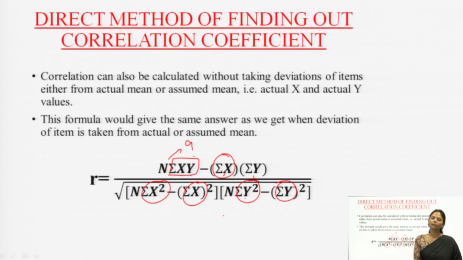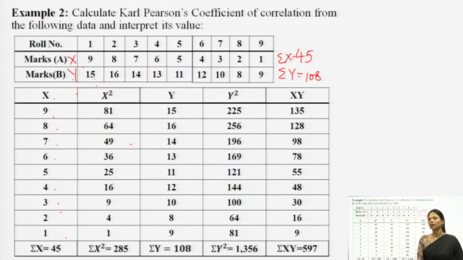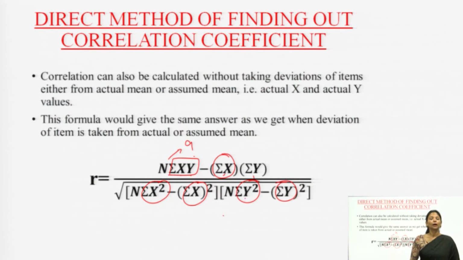I am supposed to just multiply the values of x and values of y in the next column. That means 9 into 15 is equal to 135, 8 into 16 is 128, 7 into 14 is 98, 6 into 13 is 78, 5 into 11 is 55, 4 into 12 is 48, 3 into 10 is 30, 2 into 8 is 16, and 1 into 9 is 9.